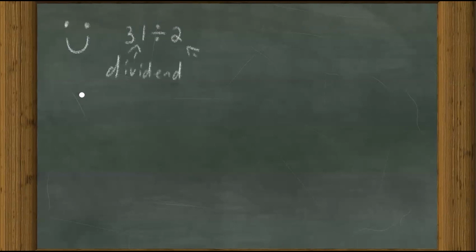Hello. In this video, we're going to discuss how to do division with remainders. And to understand this topic, we're going to use the example 31 divided by 2. So this first number, the 31, is called the dividend. The dividend is divided by the divisor. And our answer is going to be what's called the quotient.